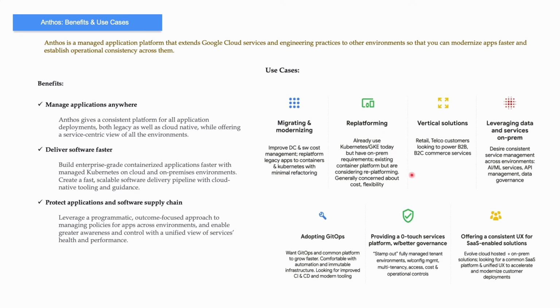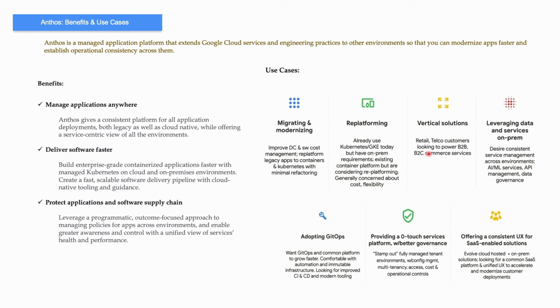Replatforming: if you already use Kubernetes GKE today but have on-prem requirements, an existing container platform, but are considering replatforming, generally concerned about cost and flexibility, Anthos is an option. So a lot of times it's been a challenge that you have an open source platform you're running on premises, and if you need to port it to the cloud or to another environment, that's always a challenge. But that's where Anthos provides a very inexpensive way to re-platform your application to cloud.